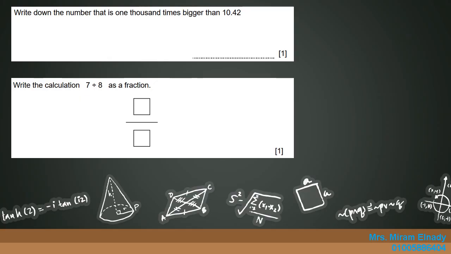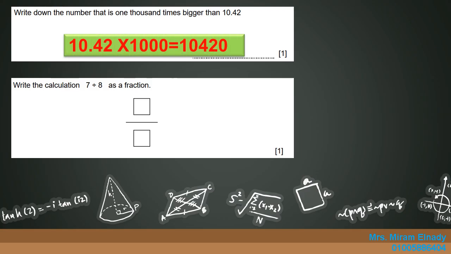Find the number that is 1000 times bigger than 10.42. Okay, 10.42, when we multiply it by 1000, it will be 10,420. The decimal point will move 3 steps to the right because we have 3 zeros.